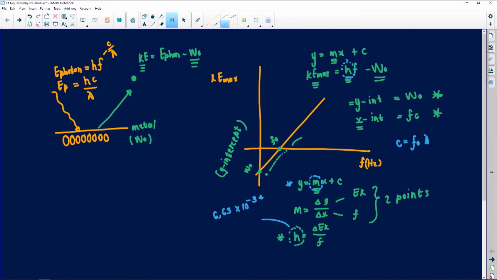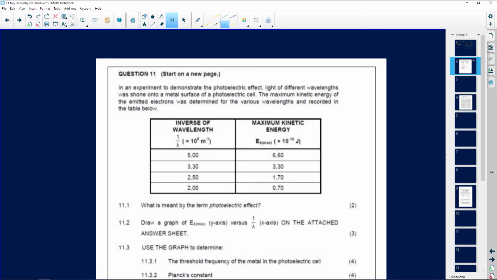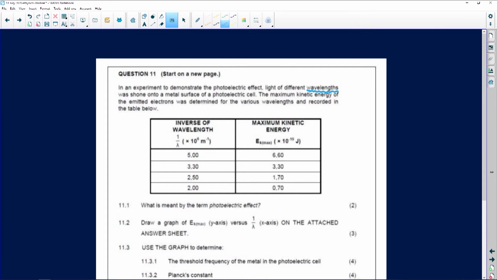So let's start with today's first question. This question is from KG Moyla. And KG has given us this question and he wants us to help him answer it. Now, I wanted us to go through the graphs first before we can answer this question. So the question says, in an experiment to demonstrate the photoelectric effect, light of different wavelengths, I already know that wavelength is represented by lambda, was shone onto a metal surface of a photoelectric cell.